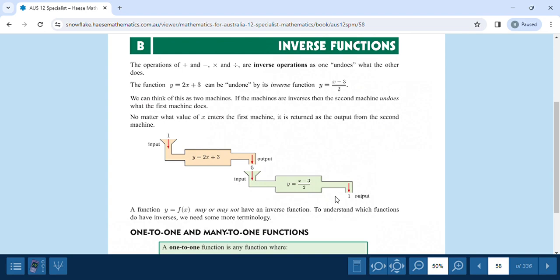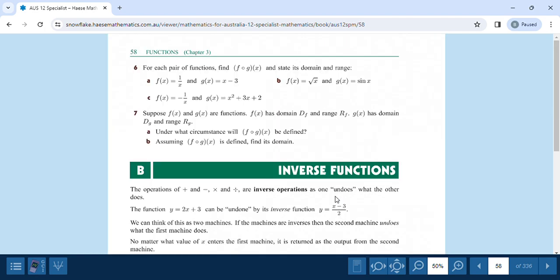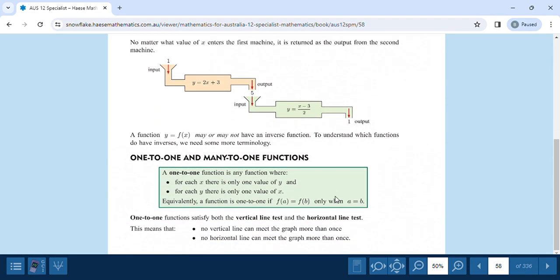But not all functions do have an inverse function. It's only restricted to some functions. And that's what we look at here in this bit. So you've got one-to-one functions and many-to-one functions. So a one-to-one function is any function where for each x there is only one value y, and for each y there is only one value of x. So equivalently, a function is one-to-one if f of a equals f of b only when a equals b.